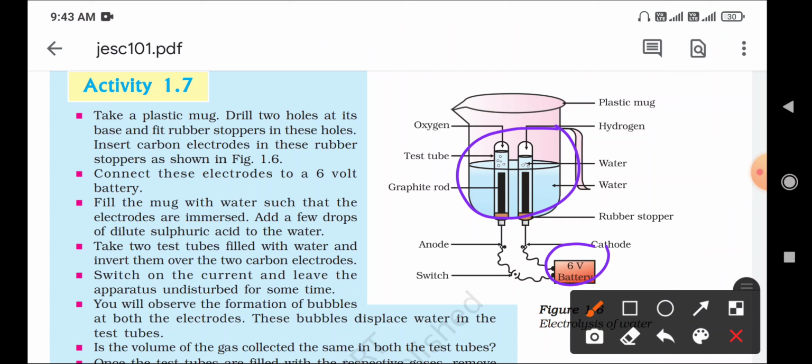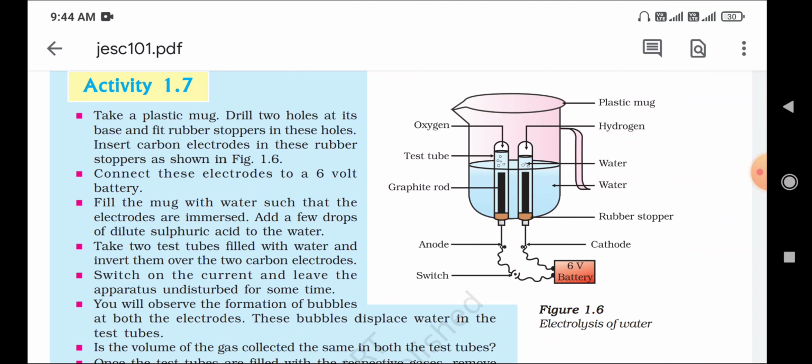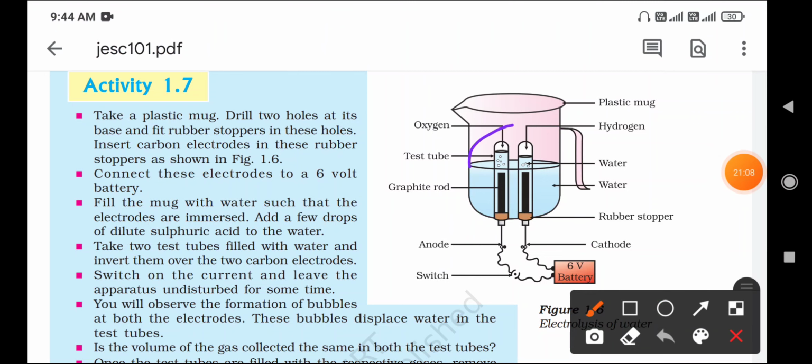We have to give it some time to react, and keep it undisturbed. So we will observe the formation of bubbles at both electrodes. After a certain time, we will observe that some bubbles are formed here, some bubbles are formed here. You will observe the formation of bubbles at both electrodes. These bubbles displace water in the test tubes.